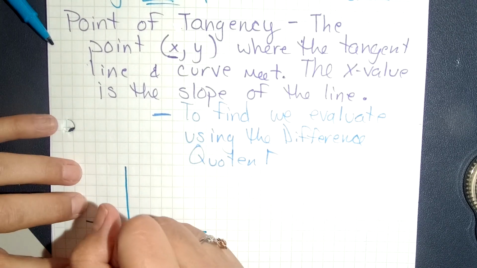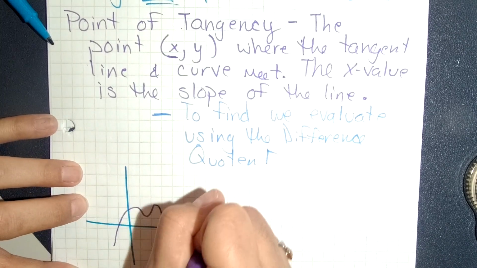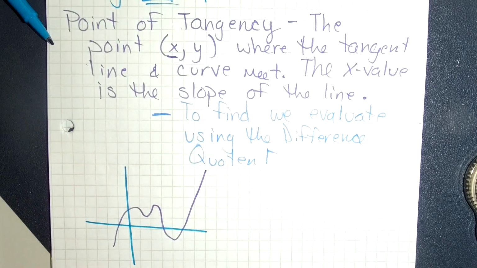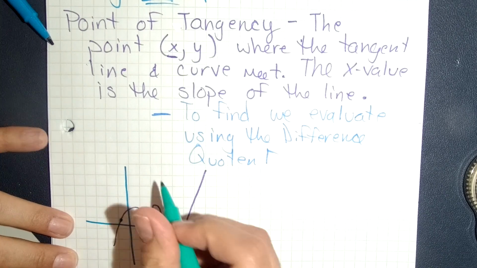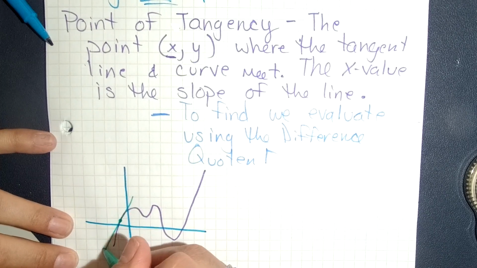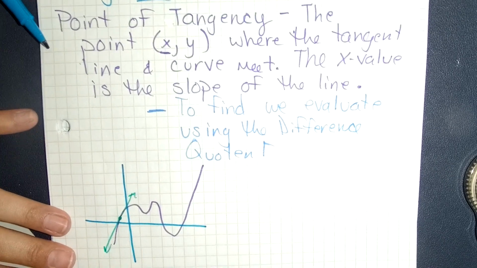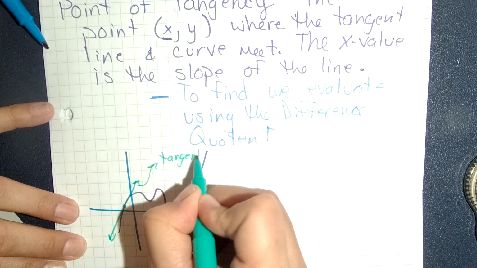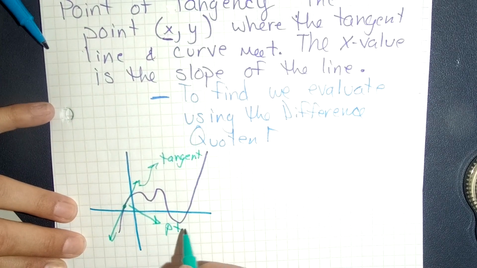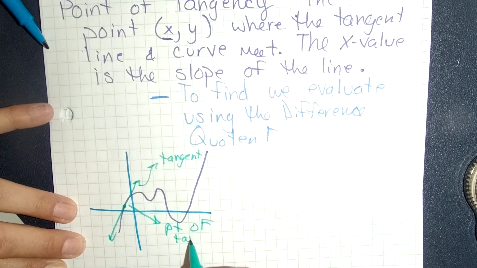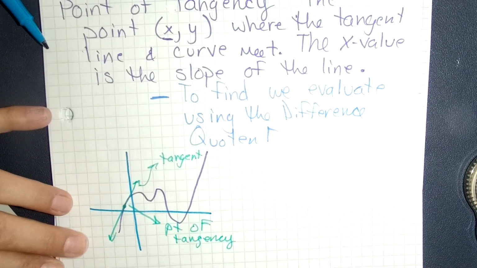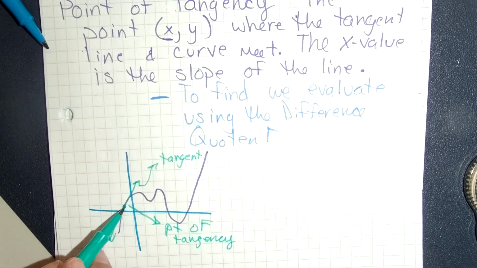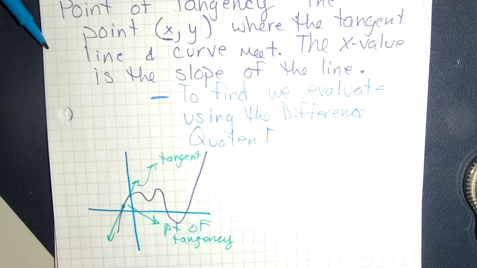Let's say we have this curve right here. If I drew a tangent line, it would look like this. Here's the tangent line. And here's the point of tangency. It is the point that touches the line and the curve, and the line is only touching one point.